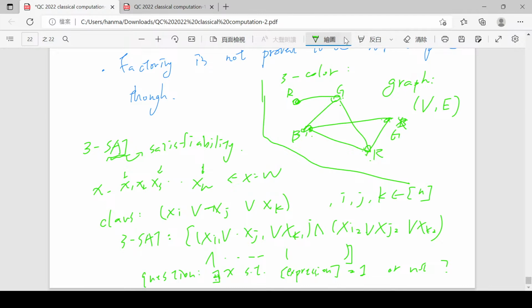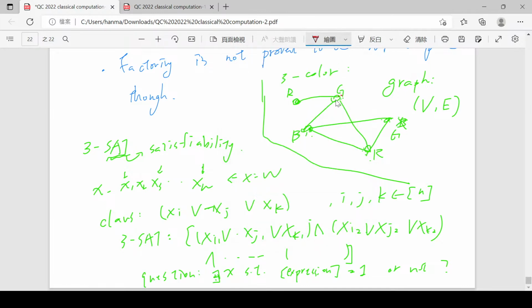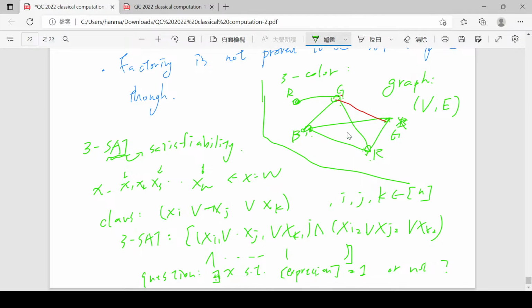So that's a correct assignment. But if we have an extra edge here, then it's not possible because we have 4 vertices that connect to each other. So you need 4 colors to color these 4 vertices. So yeah, given a graph, you want to find out whether there is a 3-coloring of the graph.